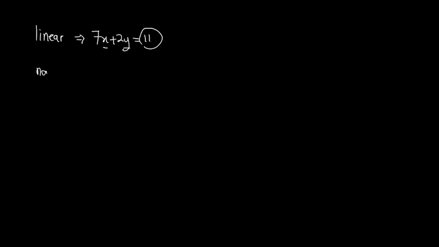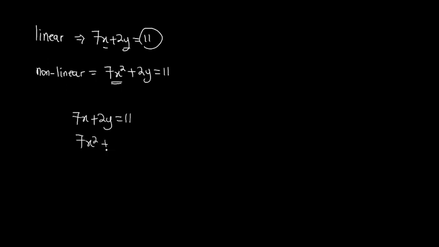Now for a non-linear equation, we have something like 7x squared plus 2y is equal to 11. The moment we have one of the variables raised to a power, it becomes a non-linear simultaneous equation. So assuming we are given 7x plus 2y is equal to 11, and 7x squared plus 2y is equal to, let's say, 14 as equations to solve, because we are solving these two equations together, it becomes a non-linear simultaneous equation.